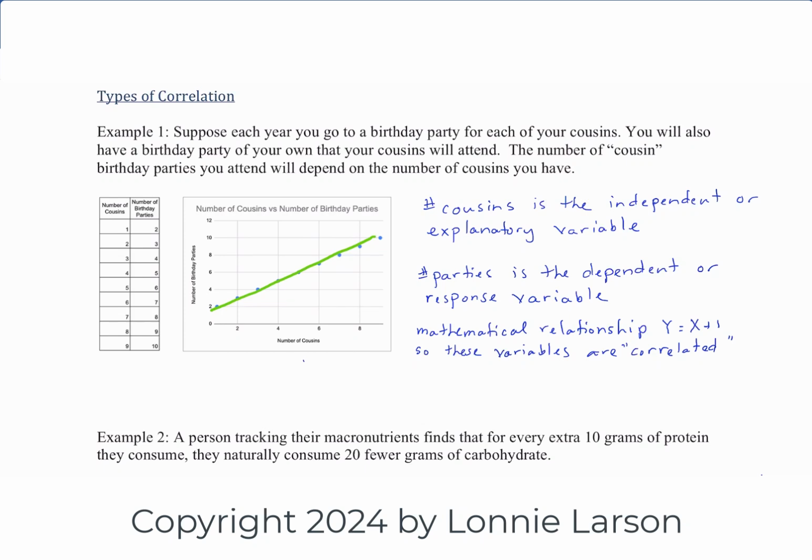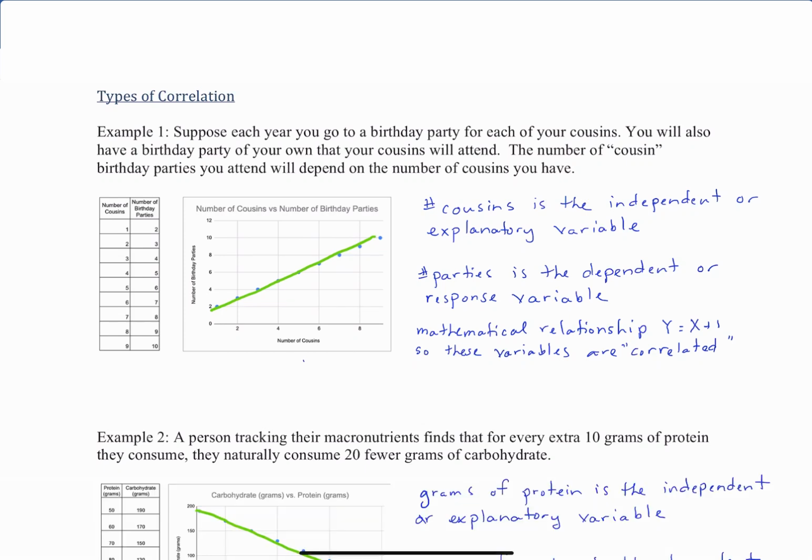Hey everybody, I'm a little worried that the examples we did of correlation may have given you the wrong impression about something. If you look at the first example where we had a positive linear correlation, the whole reason there was a linear correlation was that the number of cousins clearly determined the number of birthday parties. Having more cousins would cause you to have more birthday parties to go to.